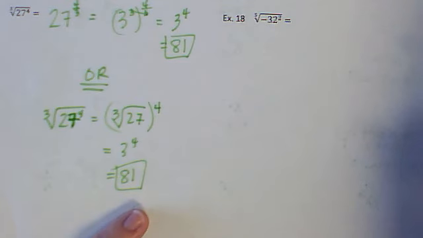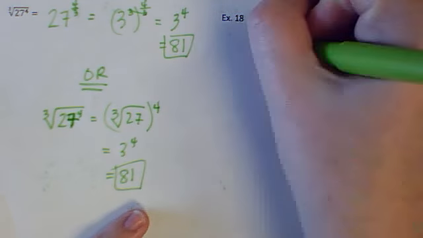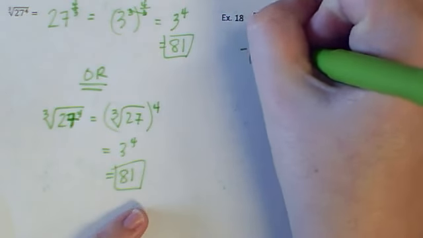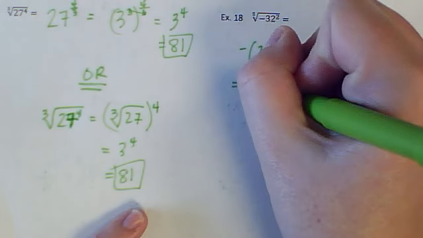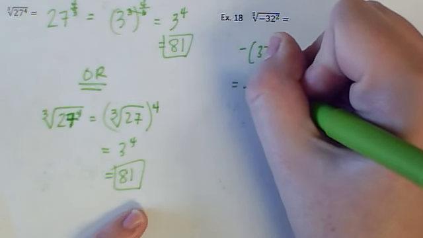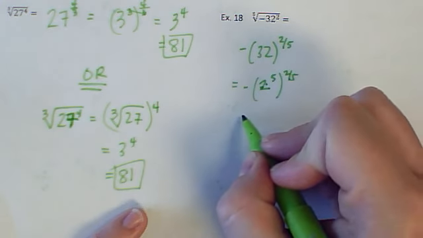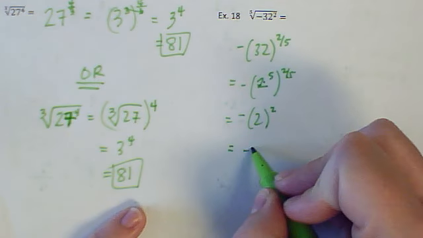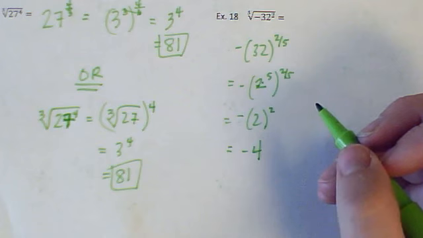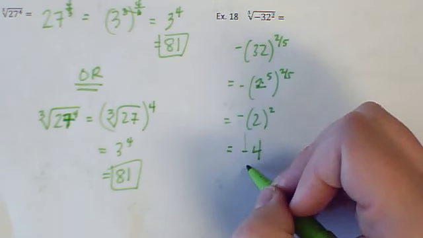Alright, in this case, let's take it and write it in radical form. So I'm going to have negative 32 to the 2/5, which equals negative, 32 is 2 to the 5th, to the 2/5, which is negative 2 squared, which is negative 4. Because if you look, that 2 is the only thing being squared, so that's where that negative comes from.